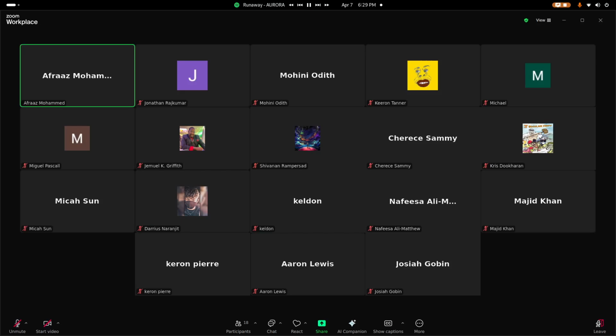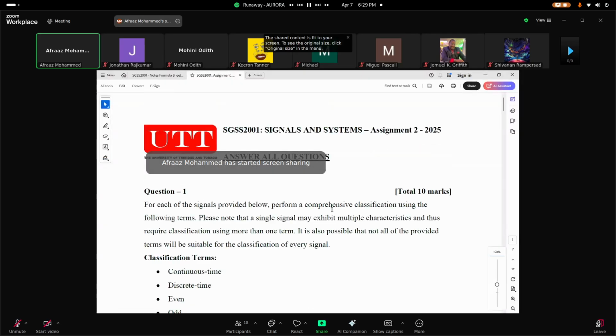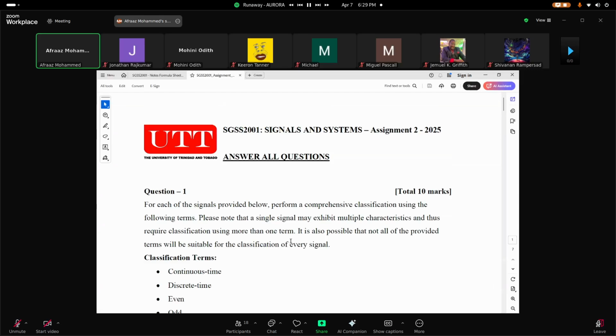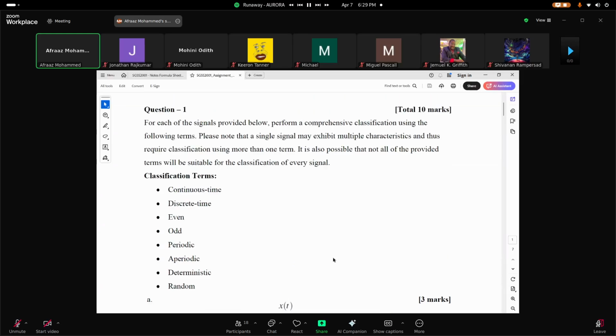I will put it up here. Right, so this is assignment 2. You have 3 questions. The first question is given some signals. So you're going to be given some signals here, and given these signals, you have to classify them using these terms. You have to state whether they are continuous time, discrete time, even or odd, periodic, aperiodic, deterministic, or random.